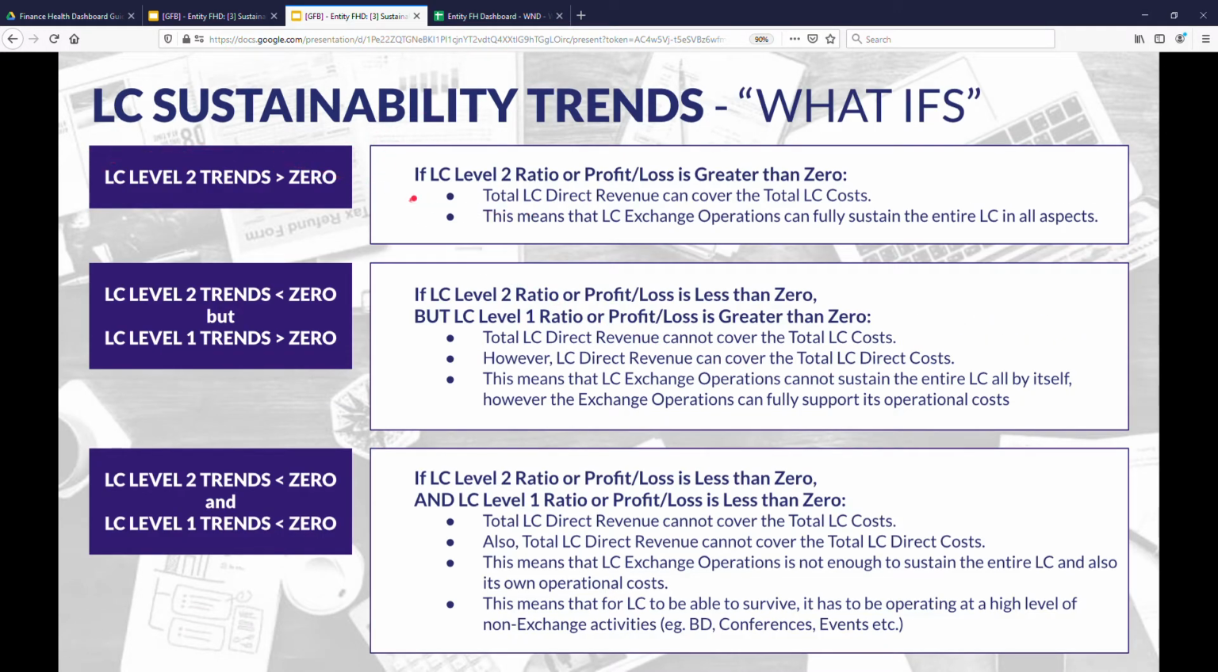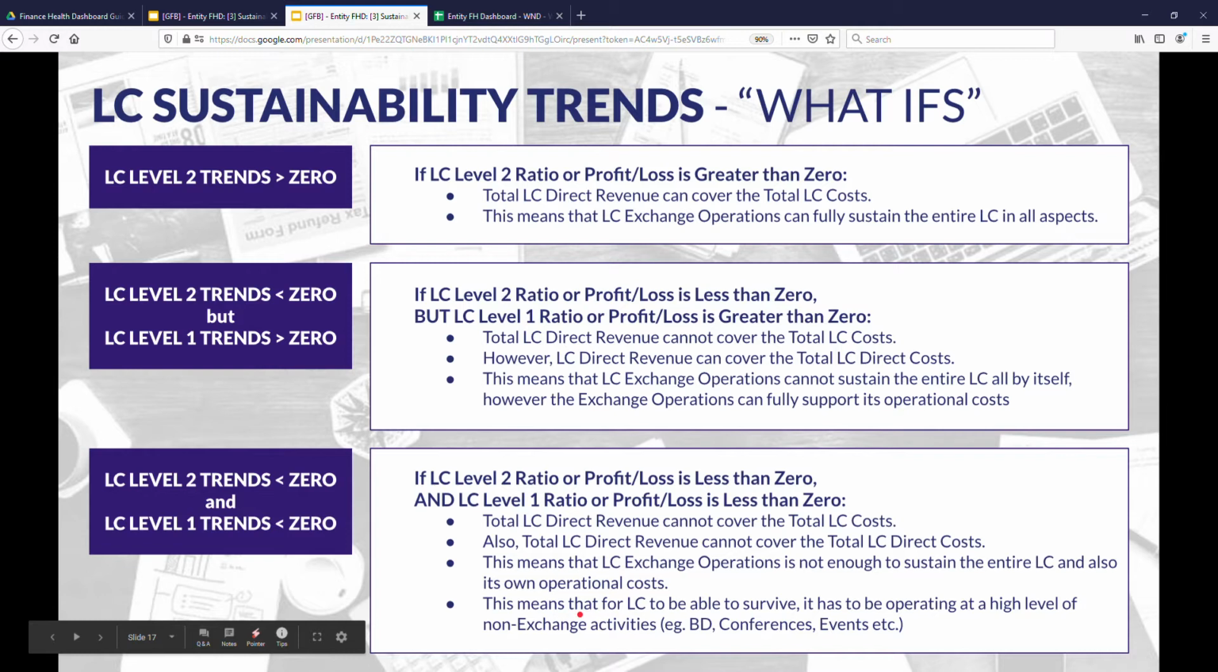So if LC level 2 is ratio of profit is greater than 0, that means LC direct revenue can cover total costs. This means LC exchange can fully sustain the entire LC. What if level 2 is below 0 but level 1 is bigger than 0? Then this means LC exchange operations cannot sustain the entire LC by itself, but exchange operations can fully support its LC operation costs. But what if both LC level 2 and level 1 trends are below 0?